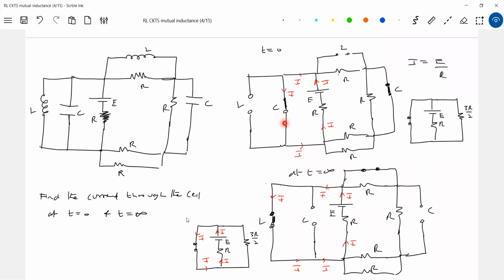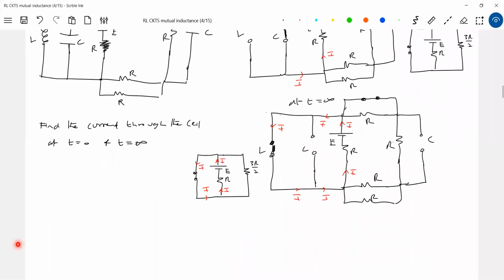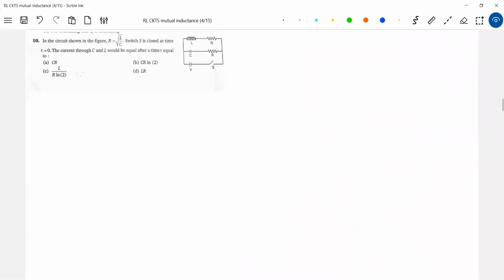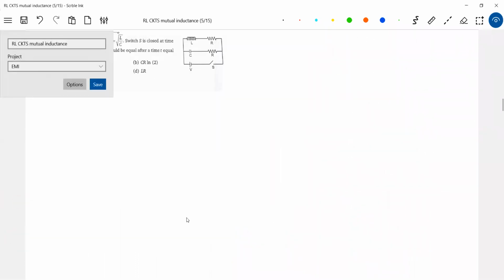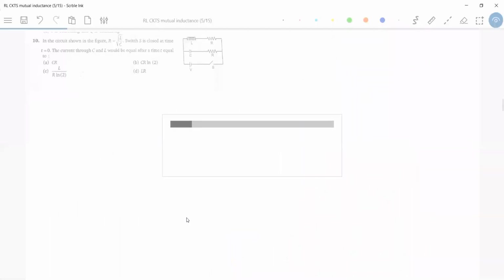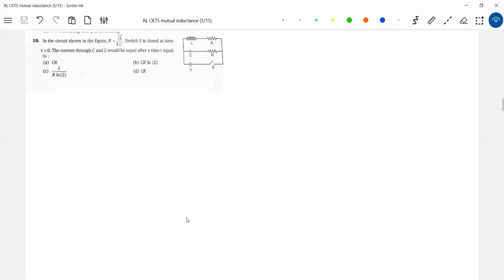So at t equals 0 and t equals infinity, the current through the cell will be the same. They may ask you, what is the power dissipated by the cell the moment the cell is switched on and after a long time? It will be the same: E into I or E square by R. Okay, now take this.